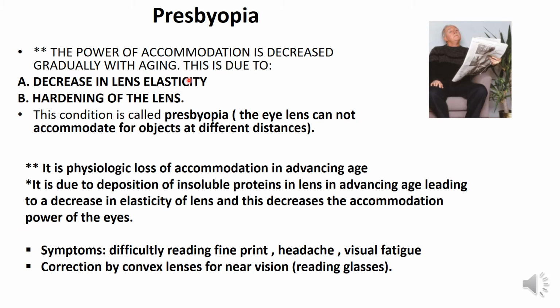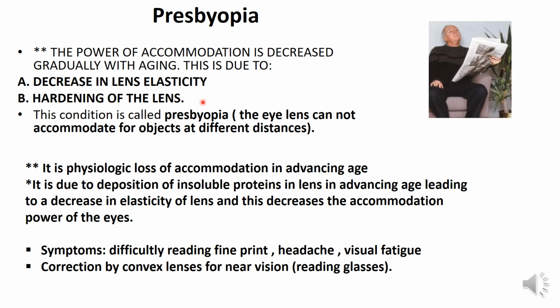The loss of the ability of the eye to accommodate is called presbyopia. This condition occurs when the person becomes old. Presbyopia is mainly due to two reasons. First, a decrease in the lens elasticity. The second, hardening of the lens.